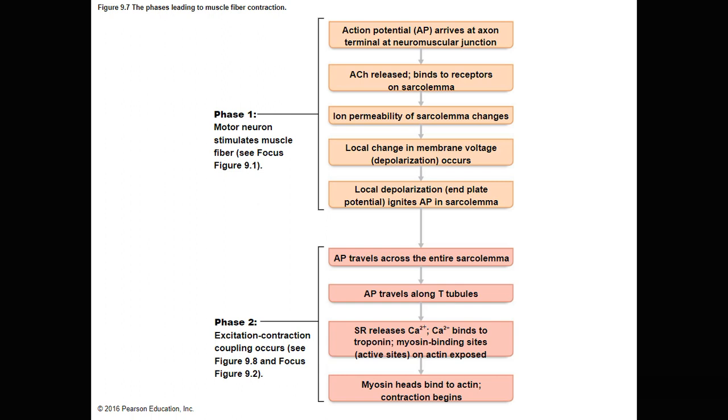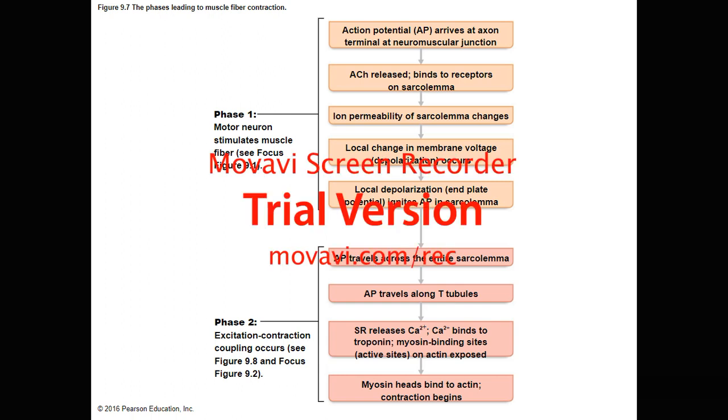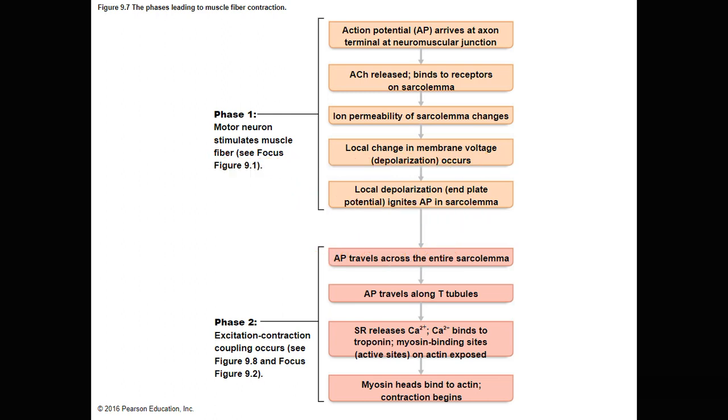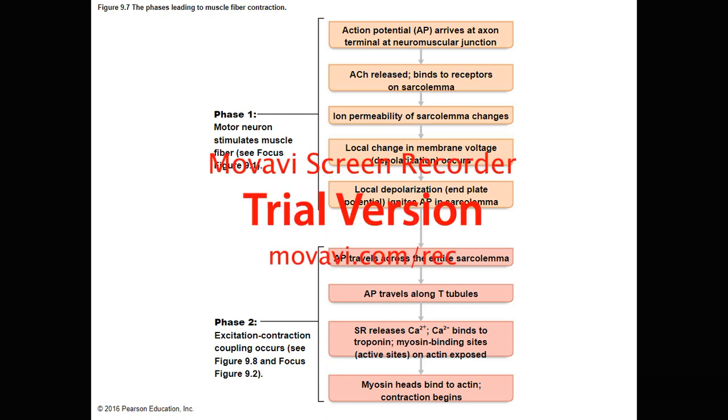So that local depolarization ignites an action potential in the sarcolemma, and then that action potential is going to travel from the sarcolemma all the way down into the T tubules. Remember, the T tubules are an extension of the sarcolemma. And at the T tubule terminals, you have the sarcoplasmic reticulum, which is going to release calcium.